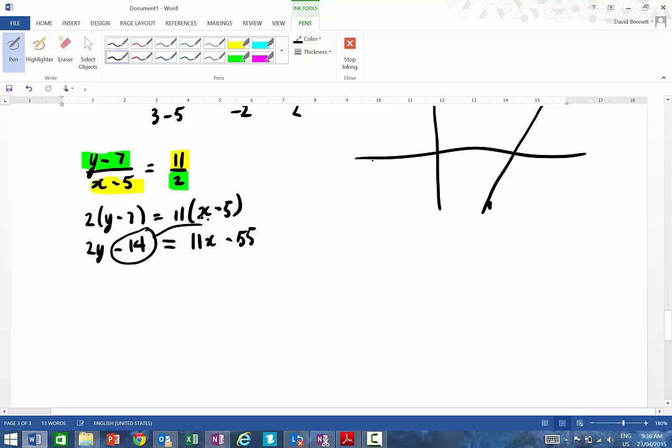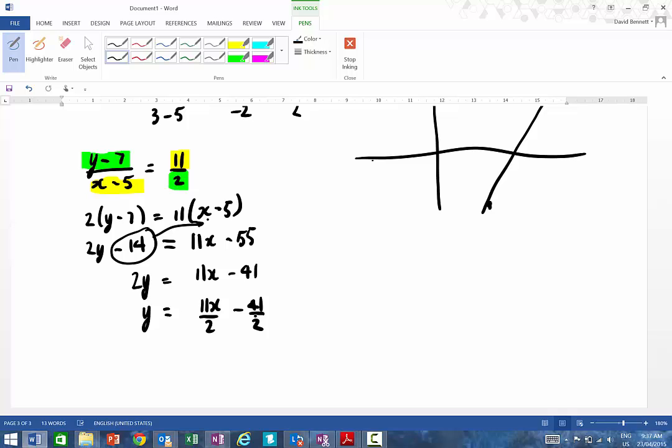I need to now bring my number across, so that comes across over there and becomes plus 14. So now I've got 2y is equal to 11x plus 14, which makes that -41. Therefore y is equal to 11x on 2, take 41 on 2. The process is the same no matter what you do, for any question. We're always trying to find the slope of the line and a point that it goes through.